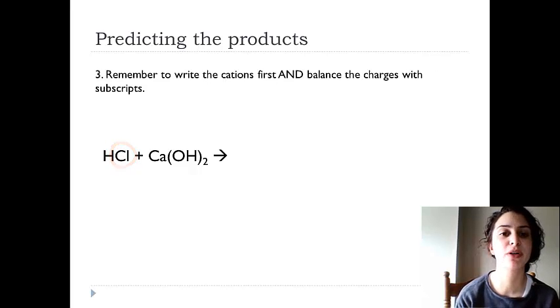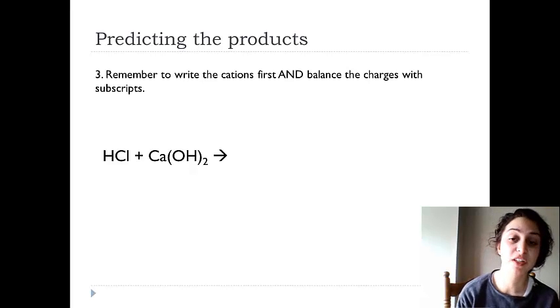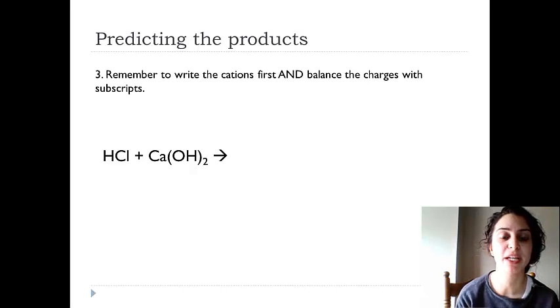Once you do that, remember to always write the cation first, the positive charge first, and you have to balance the charges with the subscripts. So you have to look at the charges on the periodic table and make sure that they're balanced. Now, you keep the subscripts if they are part of the original polyatomic ion. In this case, we don't keep the 2 because it's not part of the formula for hydroxide.